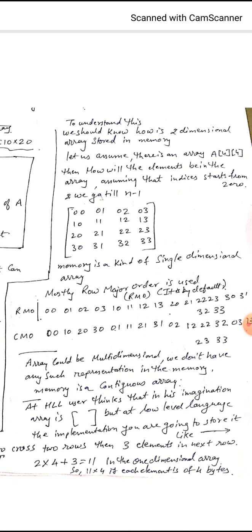So this is a two-dimensional array, and how will the elements be in the array? Assuming that the indices start from 0 and go till n minus 1, there is something like 0 0, 0 1, 0 2, 0 3, then 1 0, 1 1, 1 2, 1 3, 2 0, 2 1, 2 2, 2 3, and 3 0, 3 1, 3 2, 3 3. In this way your elements are supposed to be there, right?